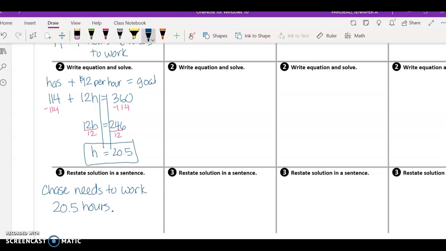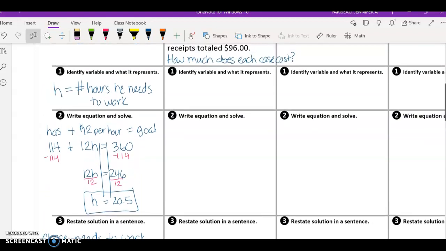And notice, I didn't round, because he can work half an hour. He can work part of an hour. So we need to make sure we understand when it is appropriate to round and when it isn't. If I was talking about how many people he can have at his party, we can't have half a person, and he wouldn't have enough to round up, so we'd have to round down. So make sure we understand when a decimal answer is appropriate versus a whole number answer, and when we need to round.